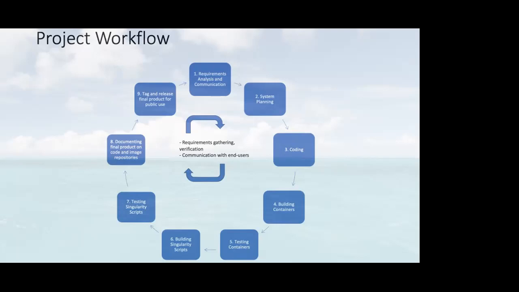In step 8, after the output of the Singularity scripts is checked against their container counterparts in the virtual machine environment, the final product will be pushed up to code and image repositories and ultimately tagged for release to the public. Any recommendations for feature improvements, bug fixes, performance enhancements, etc. will be continuously incorporated in the workflow, bringing us back to step one, shown in this iterative design.